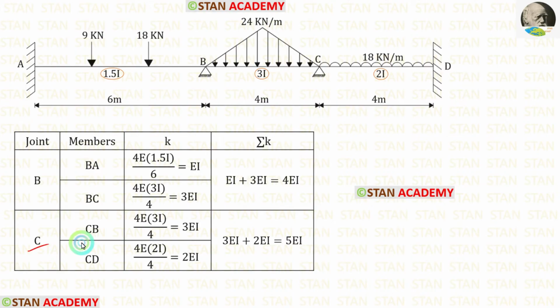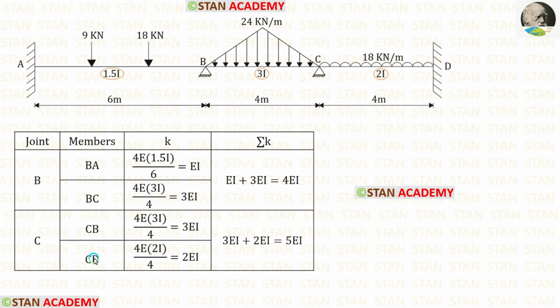Now in the joint C, let us find the stiffness for CB. For that, from the joint C, we have to look at the point B. The point B is continuous. We know that if the far end is continuous, the formula for the stiffness is 4EI upon L. Moment of inertia for CB is 3I and length is 4. Let us apply that. After calculation for the stiffness of CB, we are getting 3EI.